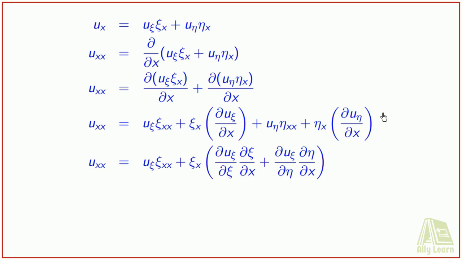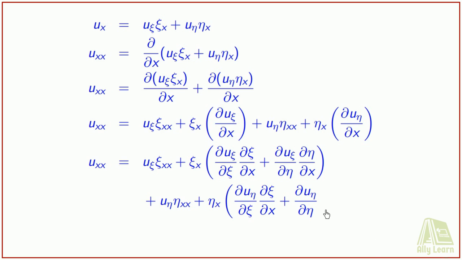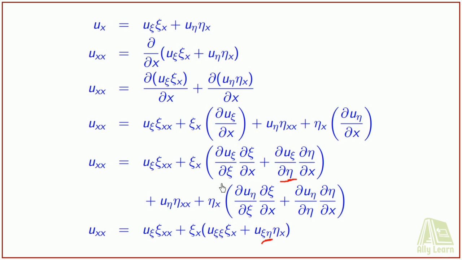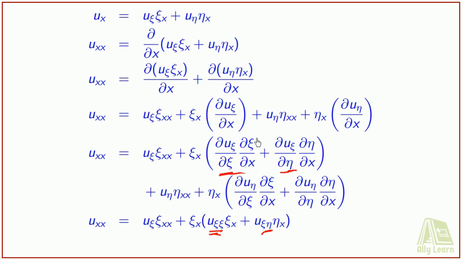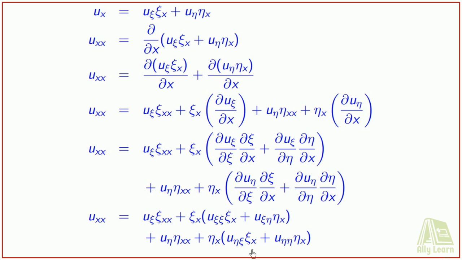Okay, friends, now we do the same thing with this expression also. Now u_η is again a function of ξ and η, so first of all we differentiate with respect to ξ into ξ with respect to x, plus u_η with respect to η into η with respect to x. Now we write it in a simplified manner as this one. The derivative of u_ξ with respect to ξ is u_ξξ, and the partial derivative of u_ξ with respect to η will be u_ξη. This thing is this one and this thing is this one, and similarly we get it over here.